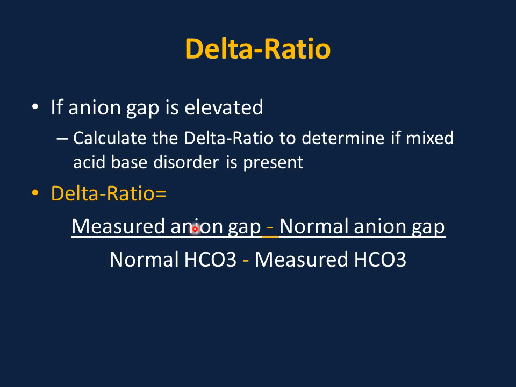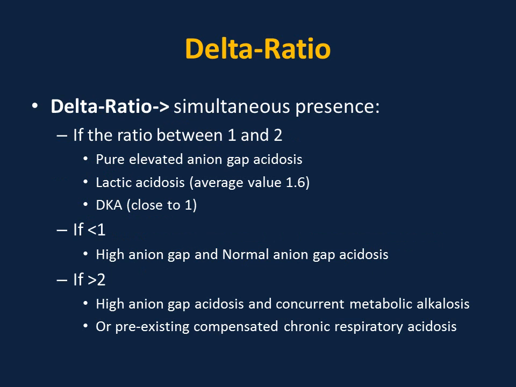Delta ratio equals measured anion gap minus normal anion gap. So you have to measure it, then subtract the normal anion gap. The normal anion gap is 12, and the normal bicarb is 24, minus the measured bicarb. So again, measured anion gap minus 12 over 24 minus the measured bicarb. The benefit of calculating the delta ratio is to find out if there is any simultaneous presence of another acid-base disorder in the blood gas, or mixed disorder.